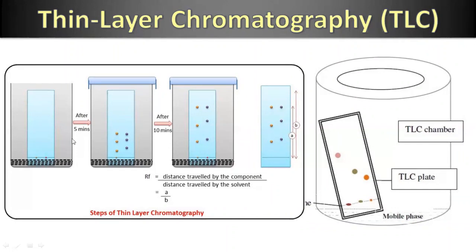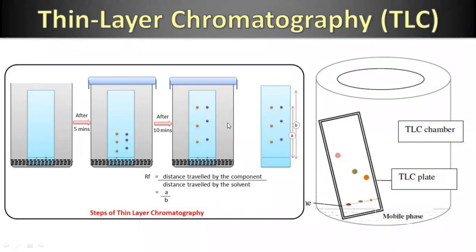After 5 minutes, when we observe, the spots we have applied on the baseline are traveling along with the mobile phase. But all these spots cannot travel in the same manner. Depending upon their affinity, some compounds travel very fast, some compounds travel with low velocity. So after 10 minutes, we get the different spots at different distances.